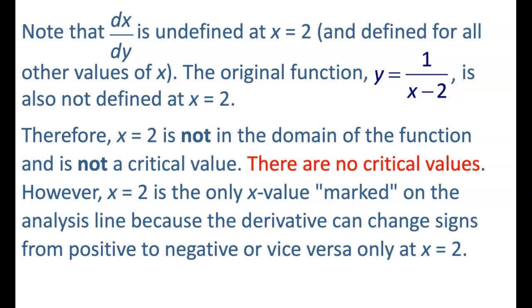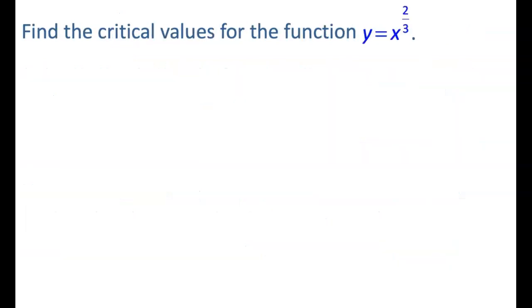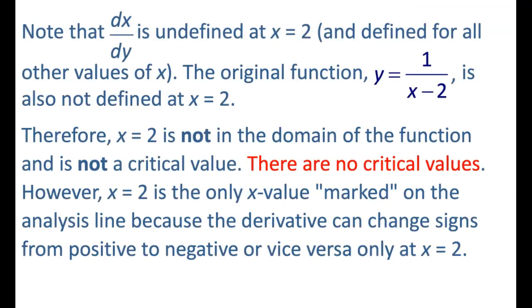All right, so the original function, though, if you remember, y equals 1 over x minus 2, is also not defined at x equals 2. So that means x equals 2 is not even allowed in the function, so it can't be a critical value for the function. But the function can still go from increasing to decreasing, okay? So even though we don't call it a critical value, that's a place where you can check to see if the function goes from increasing to decreasing, because you've got an asymptote there.